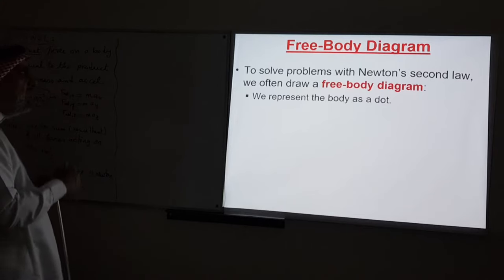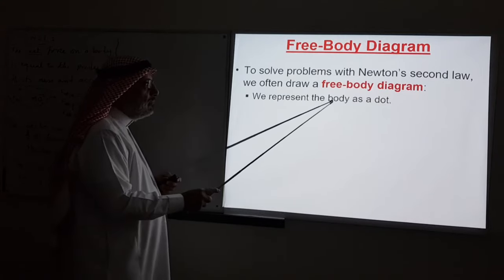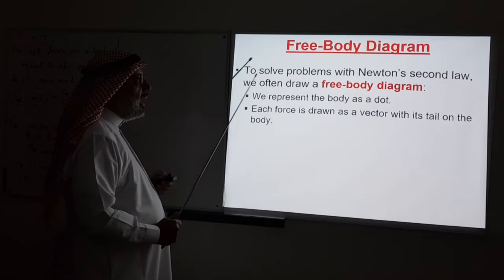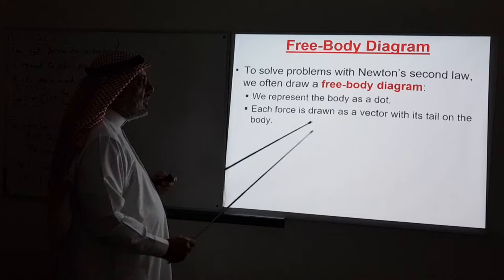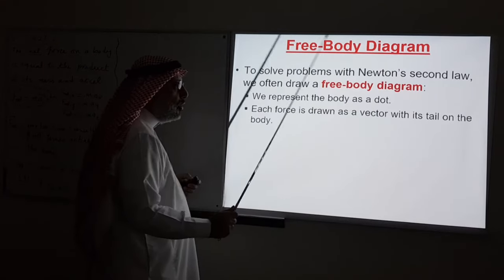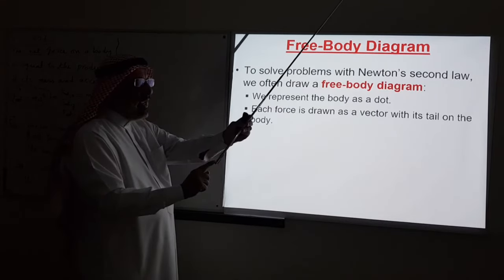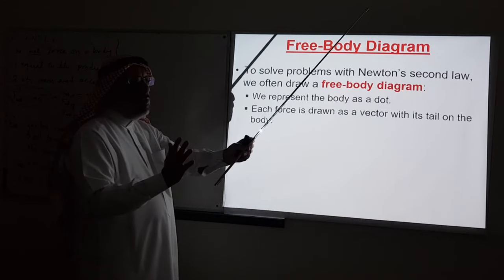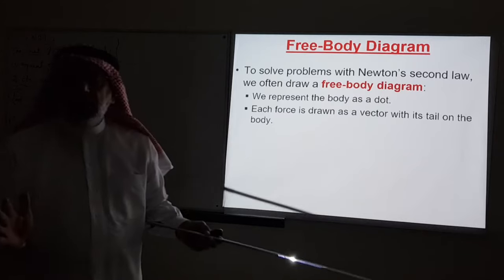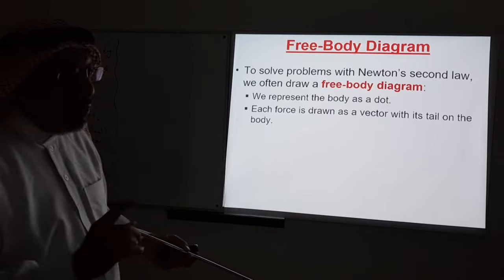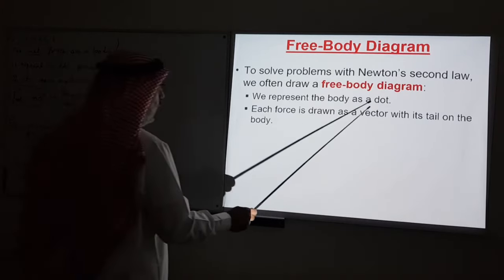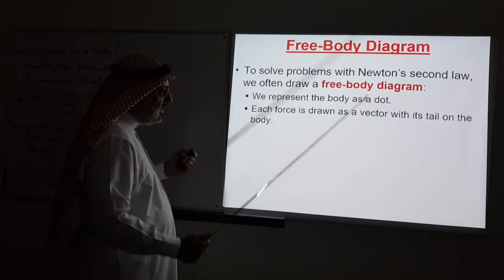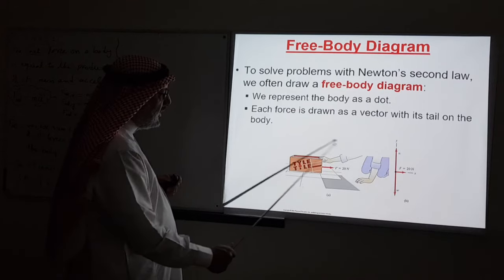So in the free-body diagram, we represent the body as a dot, and then each force is drawn as a vector with its tail on the body. A very important point. We draw the force so that its tail is on the body. If we don't do that, that's an incorrect free-body diagram, and that will definitely lead to incorrect conclusions. So remember that. You draw the force as a vector whose tail is at the body. Let's see some examples. Here is the physical situation.